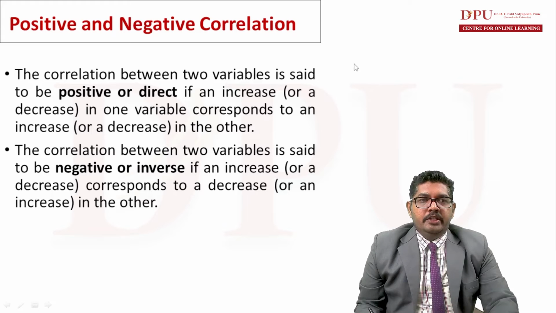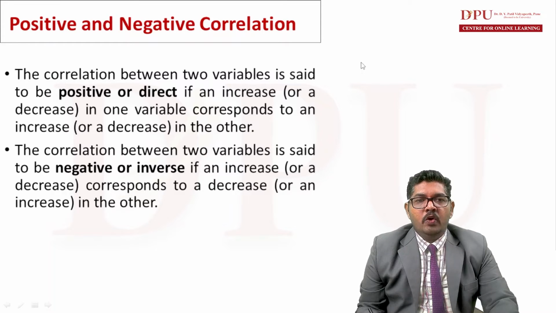Positive and negative correlation, further explained. The correlation between the two variables is said to be positive or direct if an increase in one variable corresponds to an increase in the other variable, or a decrease in one variable corresponds to a decrease in the other variable. That is, the movement of the variables is in the same direction. Then such a correlation is called positive or direct correlation.